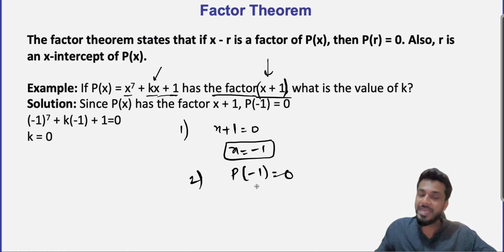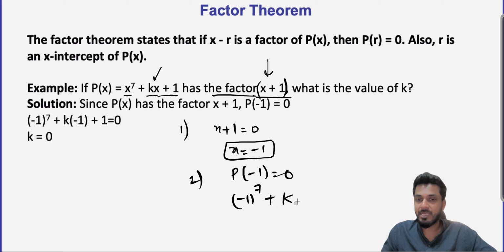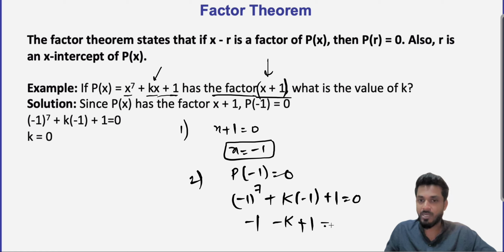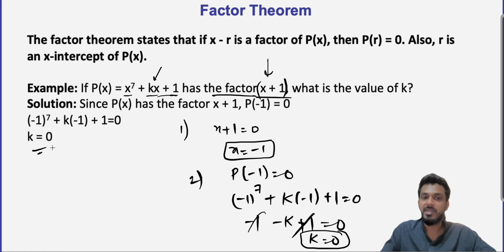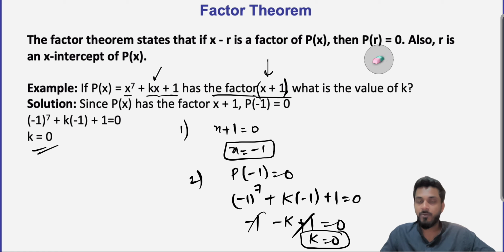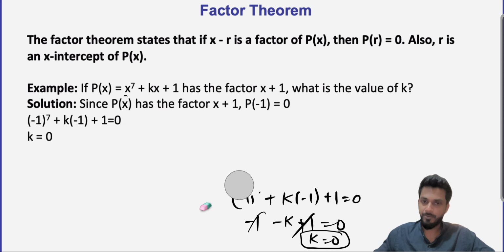So now p of minus 1 is 0, so we replace x by minus 1 in p of x. We get minus 1 to the exponent 7 plus k times minus 1 plus 1 is 0. Now this will be minus 1 minus k plus 1 is 0. So the 1 and 1 get cancelled out. So finally k will be 0. So the answer is k is 0. That's how you solve questions based on the factor theorem. I hope this is clear to all of you.